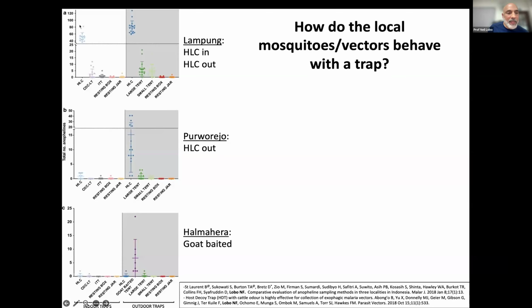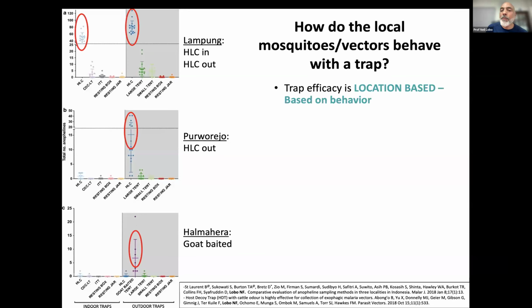So inside in Lampung, we can see that the HLC caught the most indoors and the most outdoors. However, in Purworejo, we found indoors we weren't catching many with the HLC, but we were catching a lot in the HLC outdoors. Whereas in Halmahera, for 3 weeks, we were using HLCs and we didn't catch almost anything. But the second we put out a goat-baited trap, we caught a lot of mosquitoes. So every site has its own species composition and its own species behaviors. And the sampling methods either matched or did not match those mosquito behaviors.